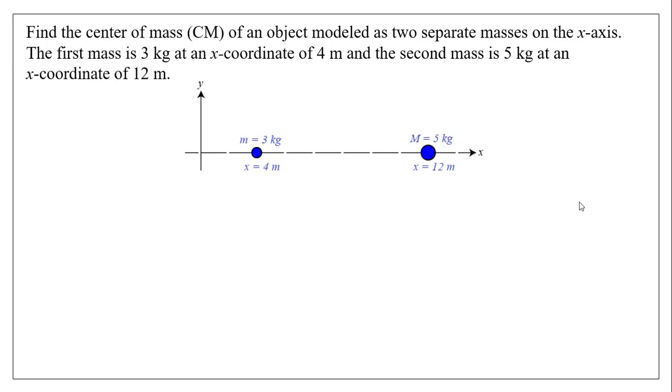Alright, so here in this video we are asked to find the center of mass of two objects. Here we have little m, which is 3 kilograms. It is placed at x equal to 4. And then here's big M, which is 5 kilograms. It is placed at x is equal to 12 meters. Alright, so this one is pretty straightforward.